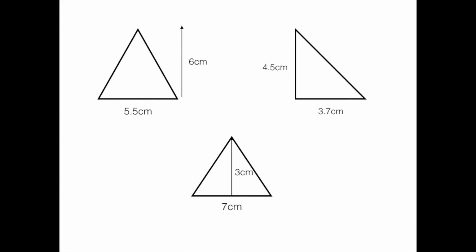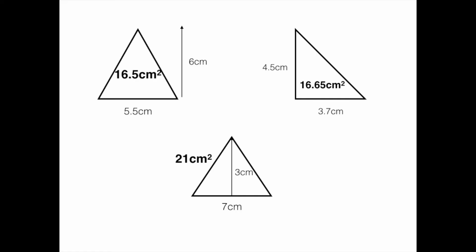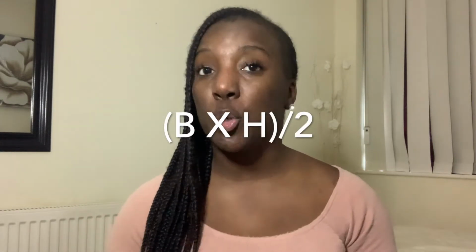Have a go at calculating the area of these 3 triangles. Now check your answers. If you've made any mistakes, go back and double check. Sometimes it might be easier just to multiply the base times by the height and then divide it by 2. That is exactly the same as multiplying by a half. Okay, so now let's look at calculating the area of complex shapes.